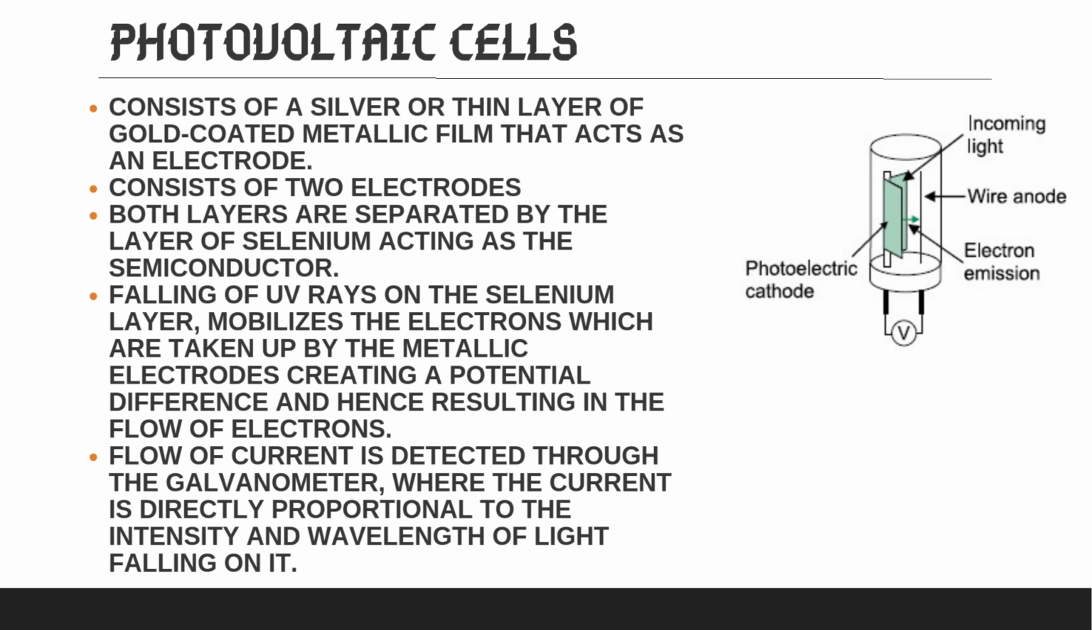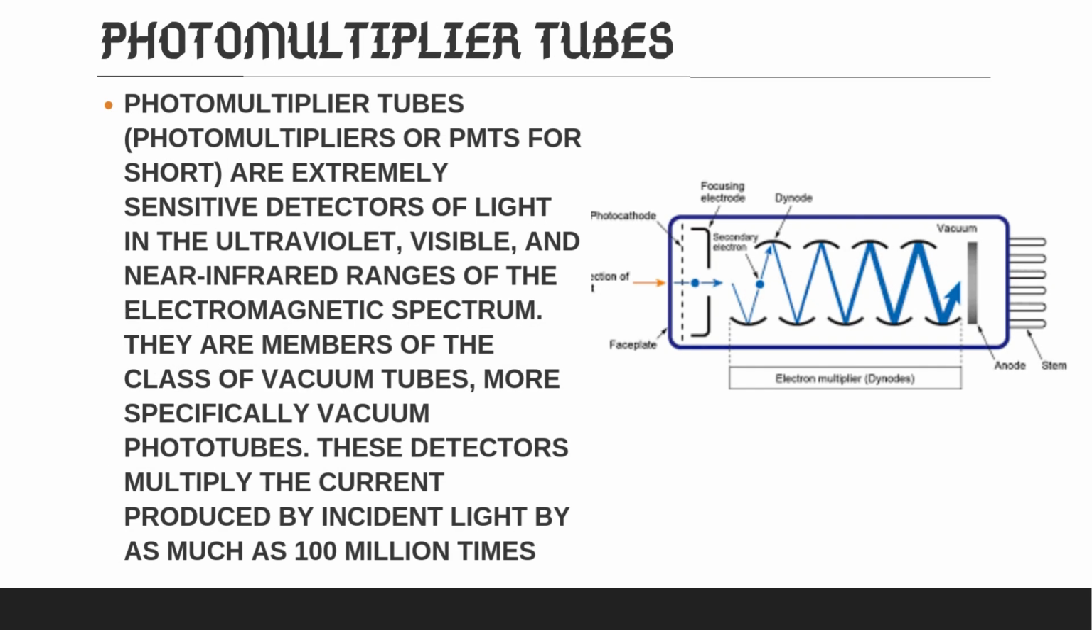Flow of current is detected through the galvanometer, where the current is directly proportional to the intensity and wavelength of light falling on it. Then we have photomultiplier tubes. Photomultiplier tubes are extremely sensitive detectors of light in the ultraviolet, visible, and near infrared ranges of the electromagnetic spectrum. They are members of the class of vacuum tubes, more specifically vacuum phototubes.